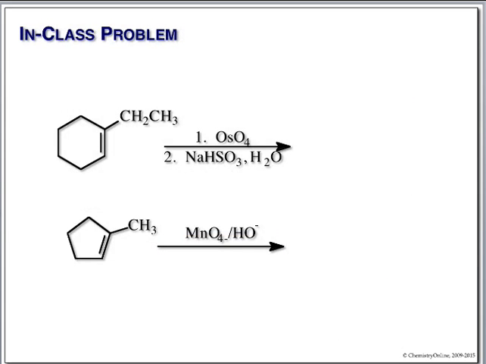Let's go ahead and just do these two very quickly. Osmium tetroxide, sodium hydrogen sulfite, or alkaline permanganate. We'll see that being specific here and saying this is alkaline permanganate is important.